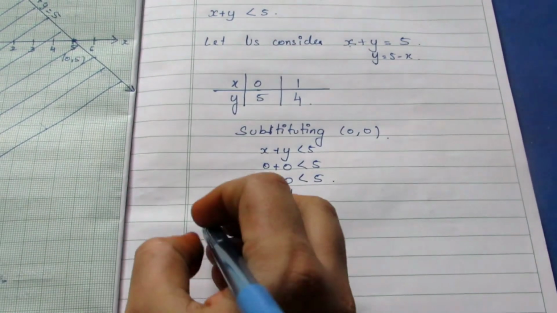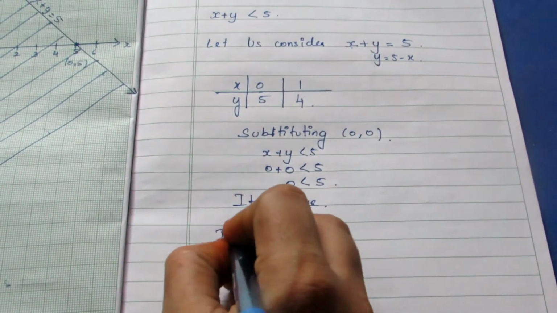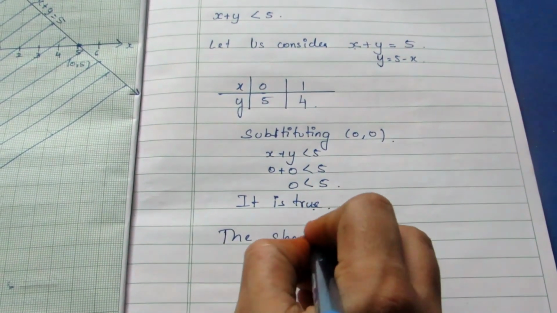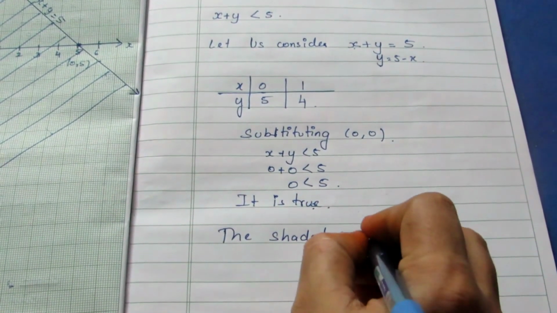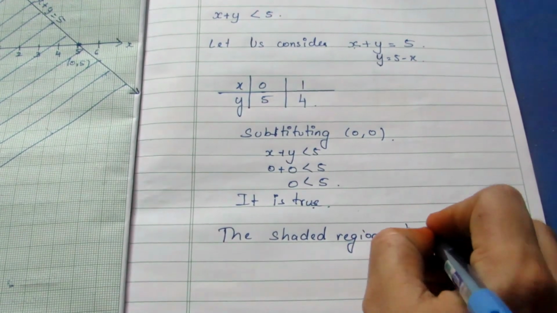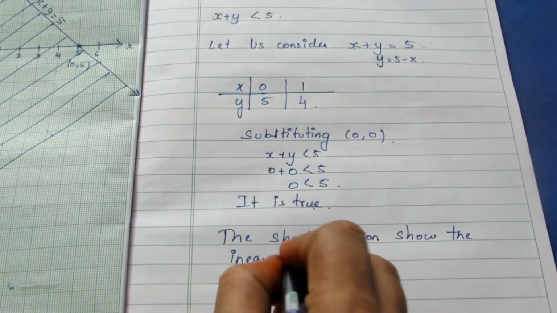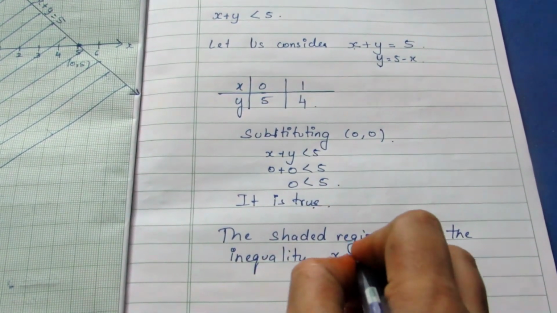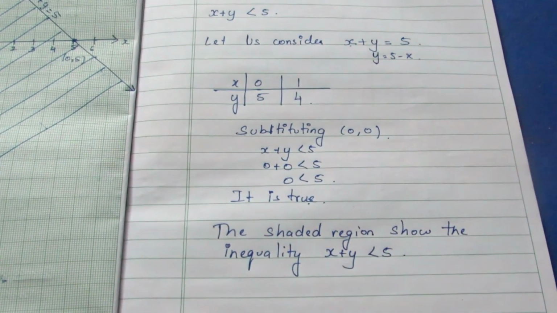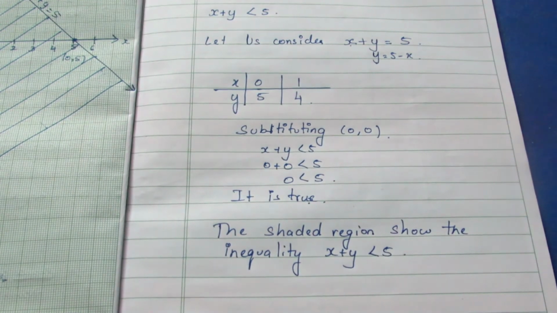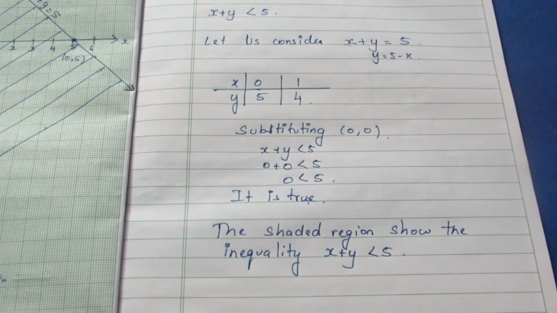Here we need to write: the shaded region shows the inequality x plus y is less than 5. So your shaded region will be your x plus y less than 5. That's all with the graph. Thank you.